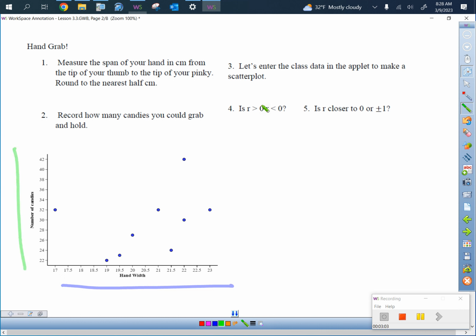Is the R value greater than 0, or is the R value less than 0? Or let me put it in English. Is R positive, or is R negative? What do you think on this guy? That guy is positive. So, boom.